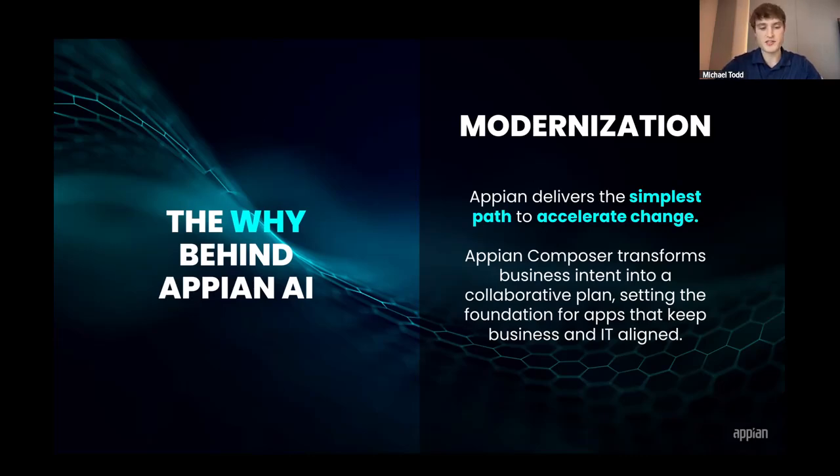The objective of this with our product is very clear, and that is we want to create the simplest path to accelerate change. I'm sure a lot of you as developers have experienced firsthand how the biggest obstacle to digital transformation and change isn't typically the technology itself. More often, it is actually the misalignment and friction between what business wants and what IT can deliver. So Appian Composer is our solution to this.